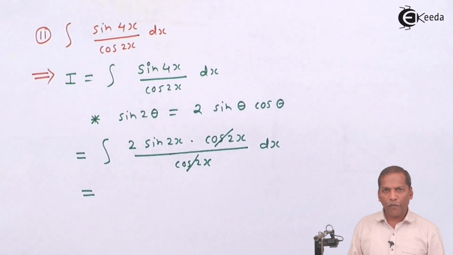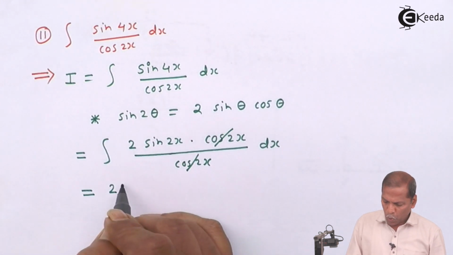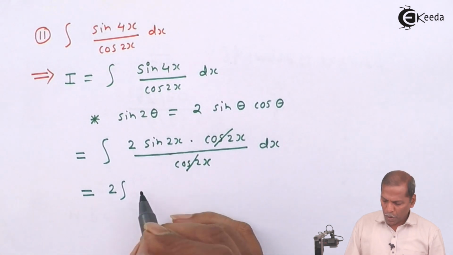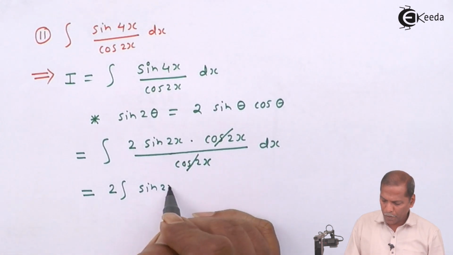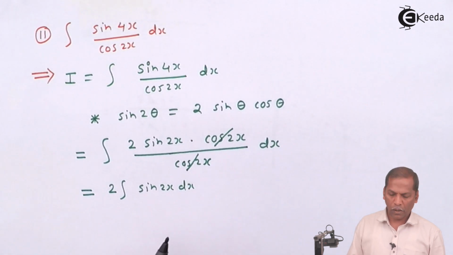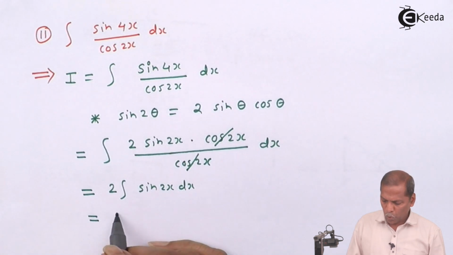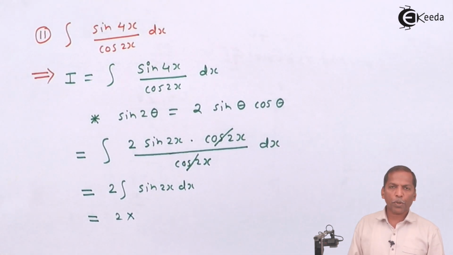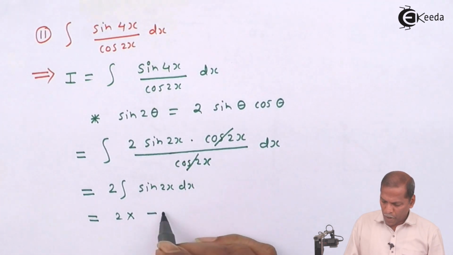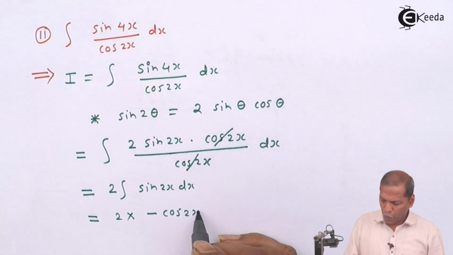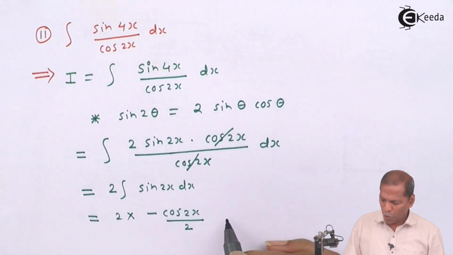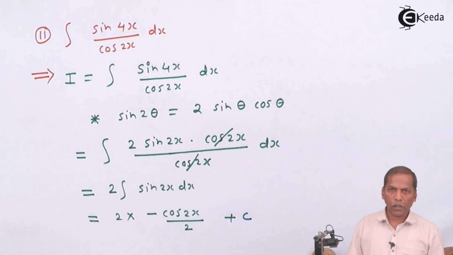So the next step will be 2 into the integral of sin 2x into dx, that is equal to 2 into, now integration of sin 2x is minus cos 2x upon the coefficient of x, that is 2. So the answer is minus cos 2x upon 2 plus c.